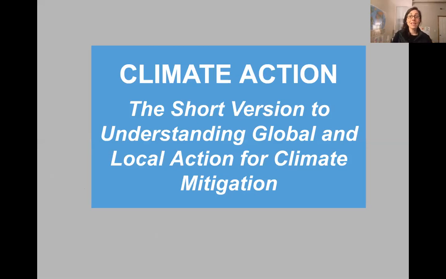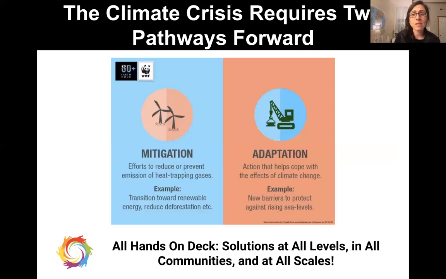So climate action. I'm going to give the short version to understanding global and local action for climate mitigation. And then I'll point you to resources if you want to do a longer version with your students. So very important to understand the climate crisis requires two pathways forward. One is mitigation and one is adaptation. There will be a separate set of resources that really focus on adaptation. This one is going to focus on efforts to reduce or prevent emissions of heat trapping gases. Yes, we are at the point where it's all hands on deck time. So solutionary thinking at all levels, at all scales, local, global, everything.